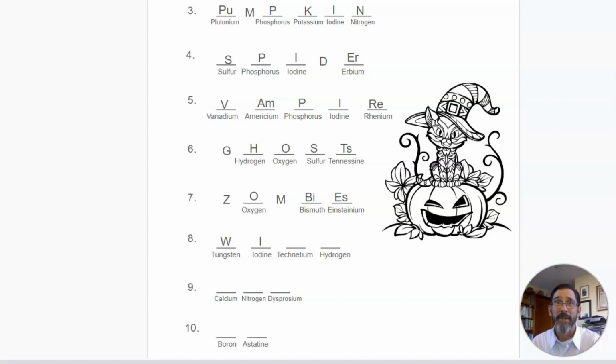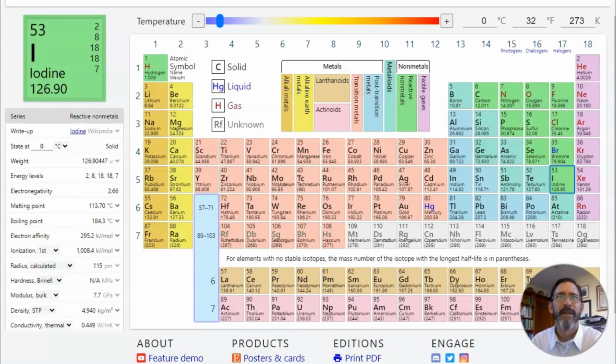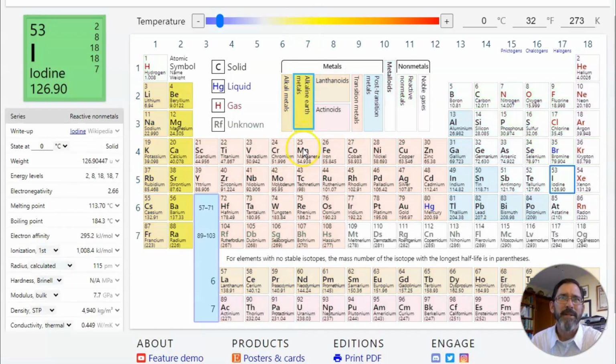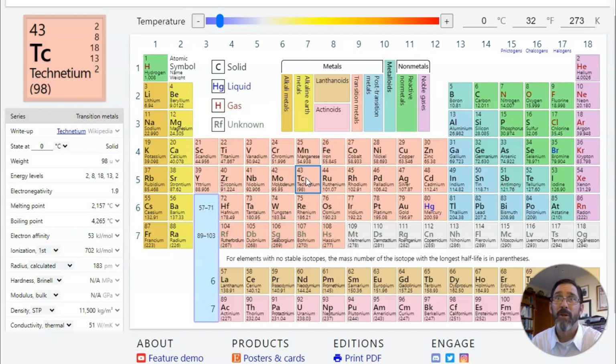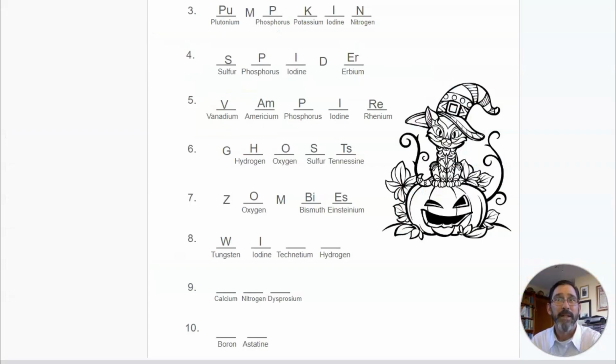The next elemental name is technetium. Technetium is number 43 in the center of the transition metals. Its symbol is capital T, lowercase c, technetium. Place the capital T, lowercase c over technetium, and we're on our last elemental name for number 8, hydrogen.